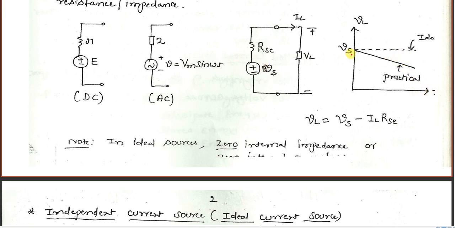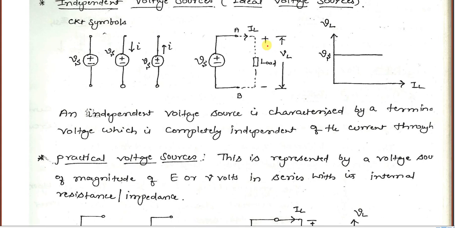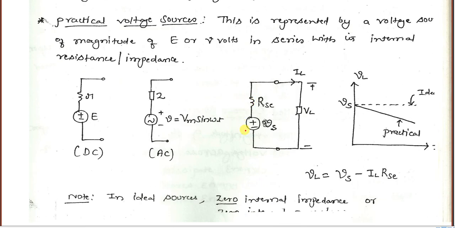Here is a graph of IL versus VS. The ideal representation: an ideal source means you will get a constant line like this, because there is no series internal resistance, no voltage drop here. Whatever supply voltage you give will appear across the load. But in the case of practical sources, we have internal resistance, so there will be a little bit of drop here. If I increase the voltage, VL does not follow it exactly because some drop will be here. If I increase the voltage, the current also increases and the drop across RSC also increases. RSC means series internal resistance. So this is the ideal one, but practically VS is going to reduce as you increase IL.